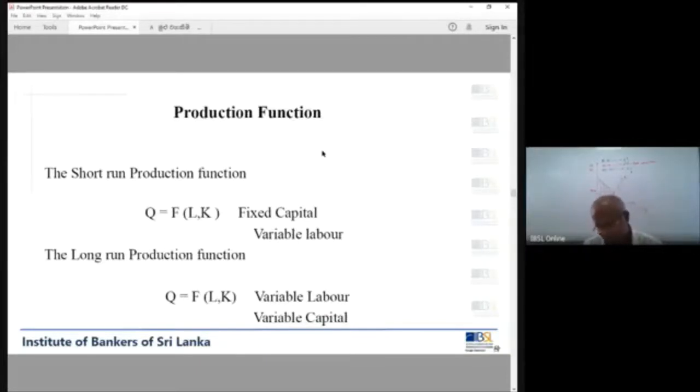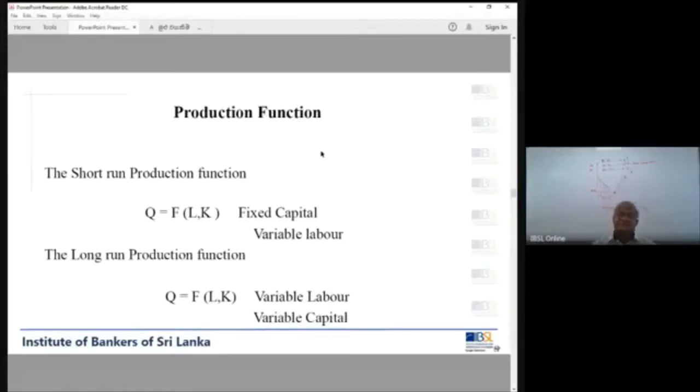Labor is variable, any number of workers. But now at that point, you can buy more computers. That means capital becomes variable. Labor is already variable. In the short run, the number of computers is fixed: fixed capital, and labor is the variable factor. So the difference between short run and long run: in the short run, the company has some fixed factor.